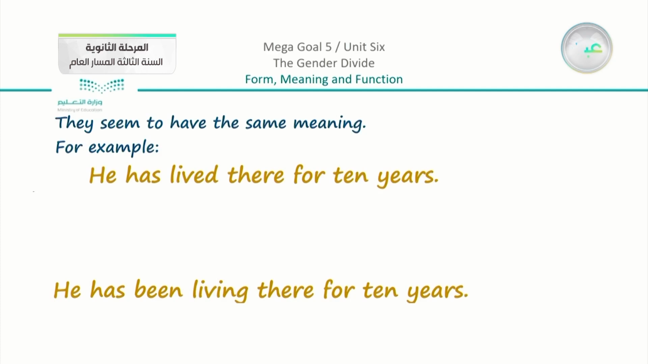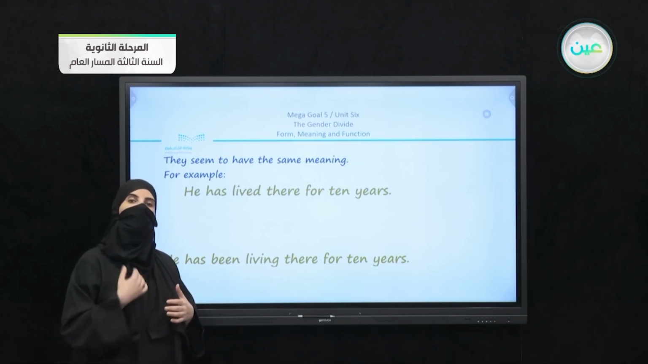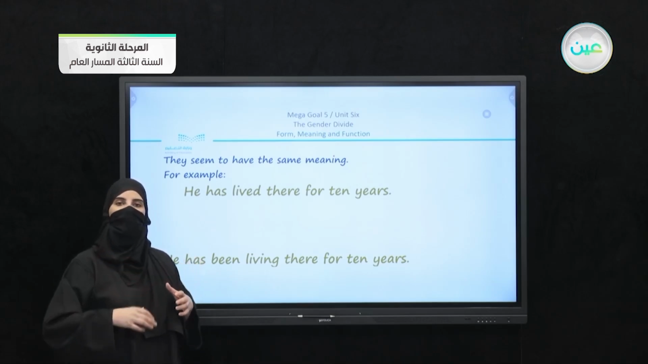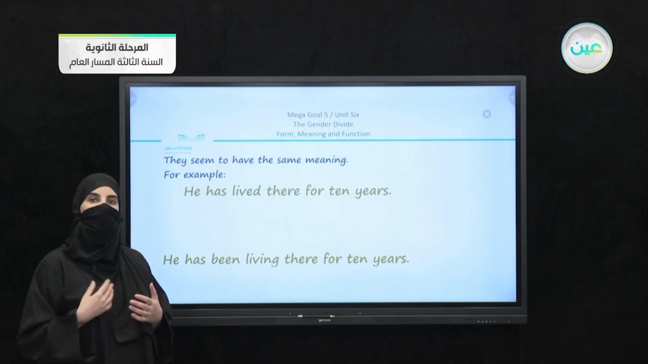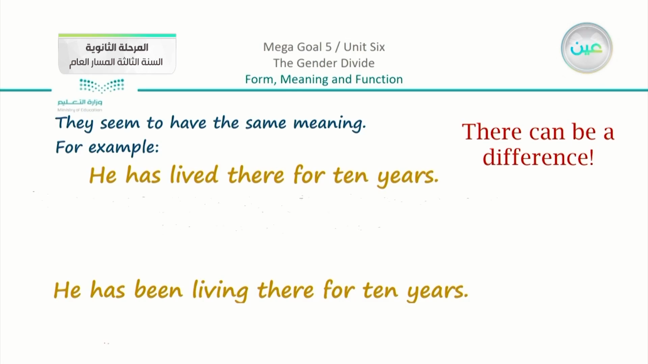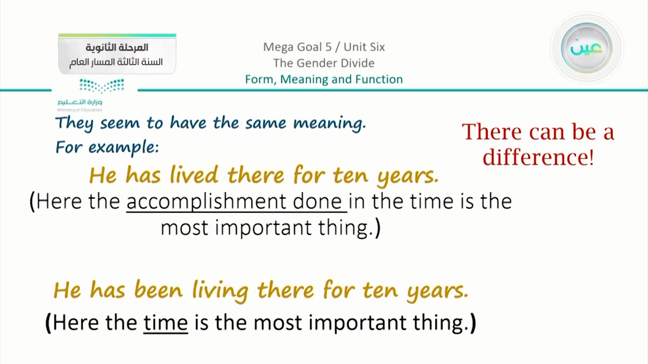He has lived there for 10 years. And we can say that he has been living there for 10 years. So just suppose that we are talking about a person who is living in another city or another town. Now we can talk focusing on what his accomplishment is, or what he has actually done. So we can say that we are focusing on the accomplishment done in the time, which is the important thing. Now here we are basically talking about the result or the action or the accomplishment.